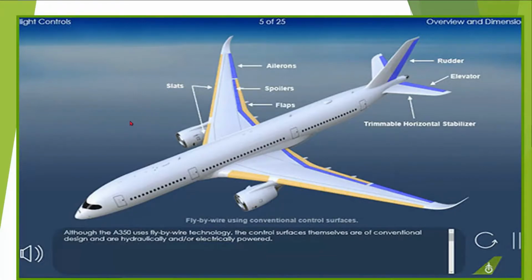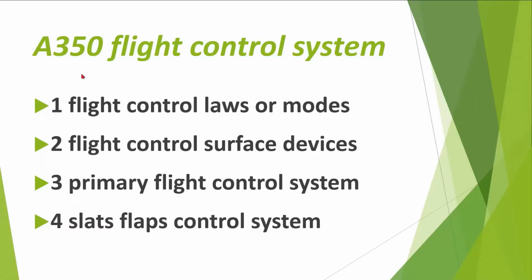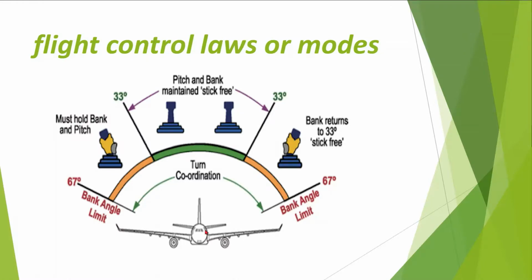Here we have the Airbus A350. The A350 flight control system includes the flight control laws or modes, the flight control surface device, the primary flight control system, and the slats and flaps control system. First of all, we have the flight control laws or modes.